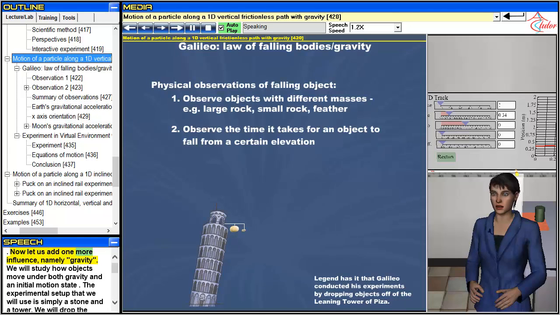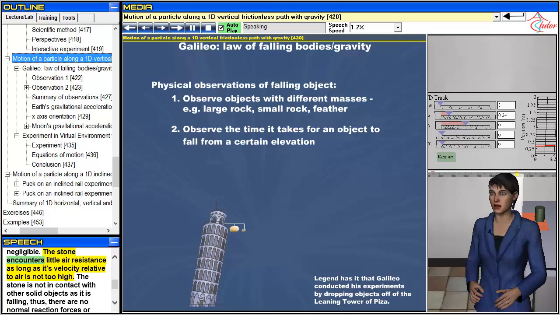Now let us add one more influence, namely gravity. We will study how objects move under both gravity and an initial motion state. The experimental setup that we will use is simply a stone and a tower. We will drop the stone from the tower and then plot the position versus time of the stone. We make sure that all other influences are negligible.